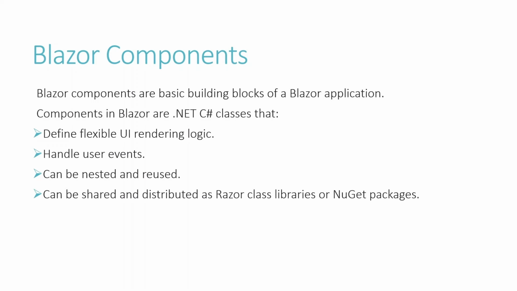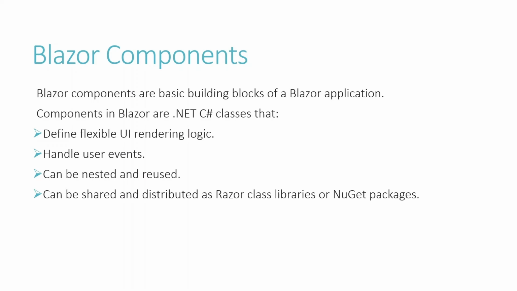They are self-contained portions of UI with C# processing logic defined using the Razor file extension. The components in Blazor applications are .NET C# classes that can be nested, reused, and if we implement them properly, then they can also be shared across multiple applications. The component files have the extension .razor. The component class is usually written in the form of a Razor markup page with a Razor file extension.